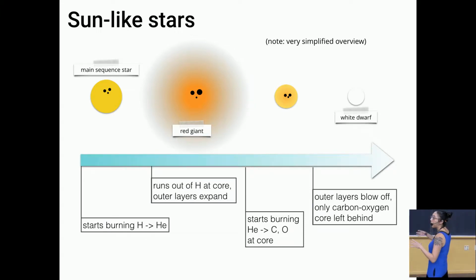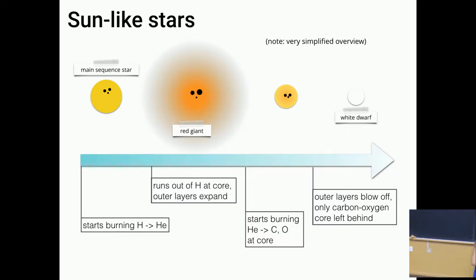It starts burning hydrogen to helium at the core, and then at some point, it runs out of hydrogen at the core, right? You can't really compress more because there's not enough mass on the outer layers of the star, because it's only one solar mass. When that happens, the outer layers start to expand. There's nothing really keeping them together anymore. The outer layers start to expand.